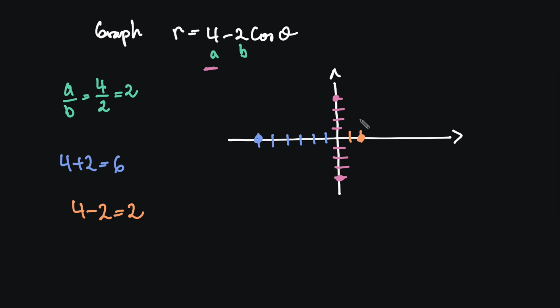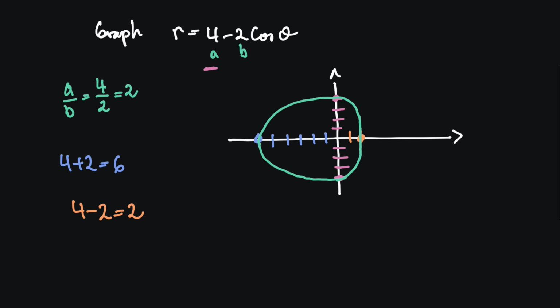Our limaçon is going to be something pretty similar to this, right? And it's going to be symmetrical. This one can be drawn a little bit better. All right, something like that. Our limaçon is going to be a convex limaçon like that.